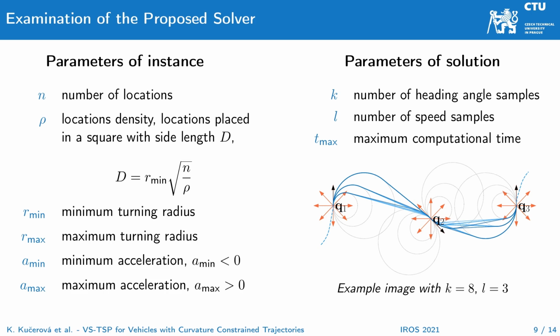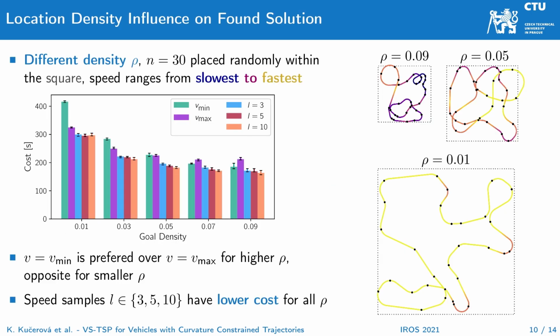The quality of the solution is influenced by the number of heading angle samples k, the number of speed samples L, and the maximum computational time, which has been used as the stopping condition of the solver. The sampled parameters can be seen in the bottom right image. Now, let's look at the influence of the instance density. We examine the cost for different densities to see if the proposed method is beneficial in all cases. The plot on the left shows the cost for different speed sampling.